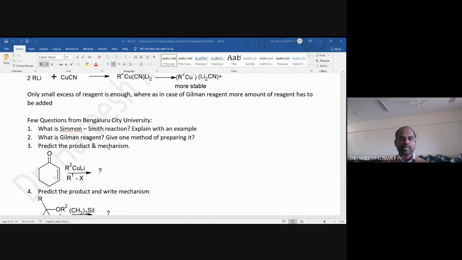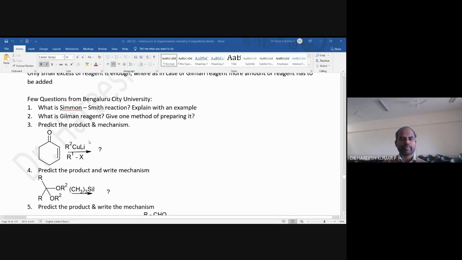What is Gilman reagent? Dialkyl lithium cuprate is called a Gilman reagent. So you have to give the method of preparation of Gilman reagent. That means when cuprous iodide is treated with organolithium, Gilman reagent is obtained. Then predict the product and write the mechanism. Here it's a general mechanism you need to write.